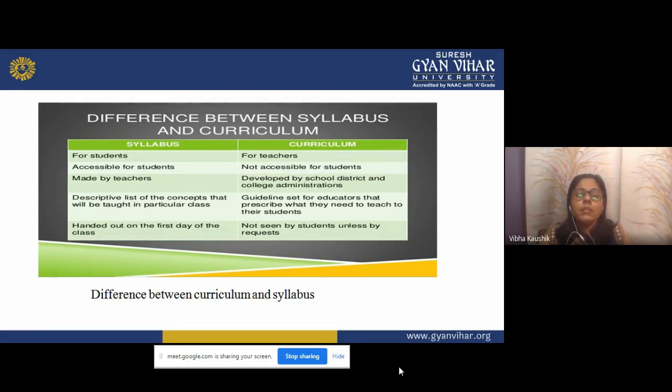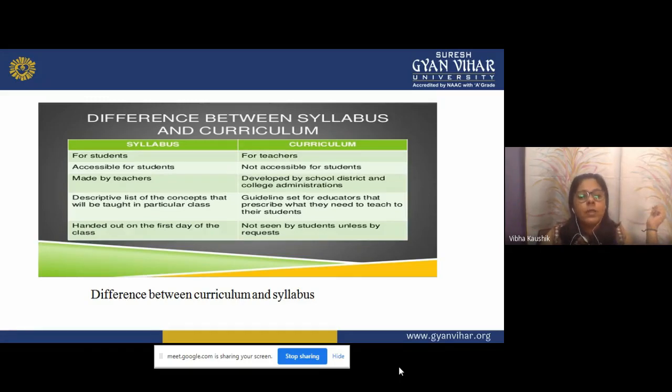Accessible for students means we can assess the performances of the students through the syllabus. The curriculum is not accessible for students, and is made by teachers. Now, who creates the syllabus? The syllabus will be designed and formulated by the particular teacher, keeping in mind the needs, interests, and abilities of their students. Whereas the curriculum will be designed by the curriculum makers, the school districts and the college administrators. They are developing the curriculum.